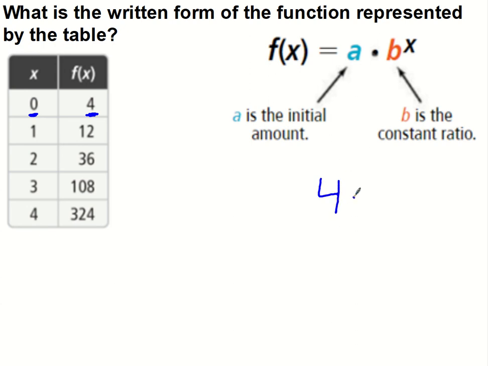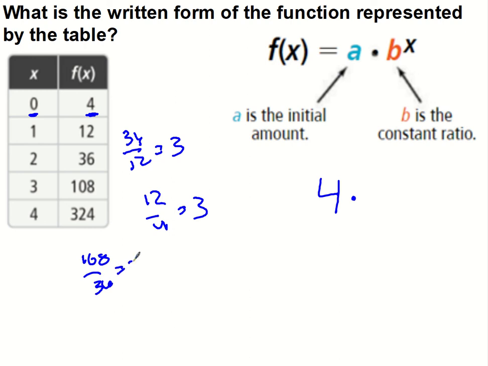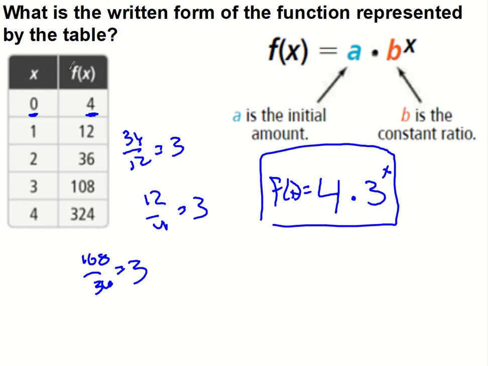So it'd be 4 times whatever my constant ratio is. Well, what's being multiplied by every single time? Well, 36 divided by 12 is 3. 12 divided by 4 is 3. 108 divided by 36 is 3. So that'd be 4 times 3 to the power of x. So this would be the exponential function for this particular function.